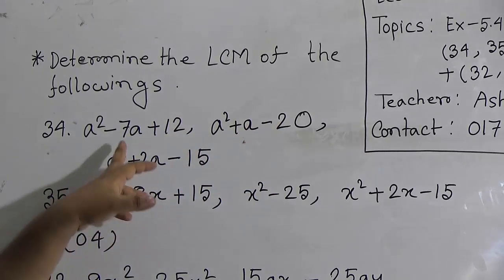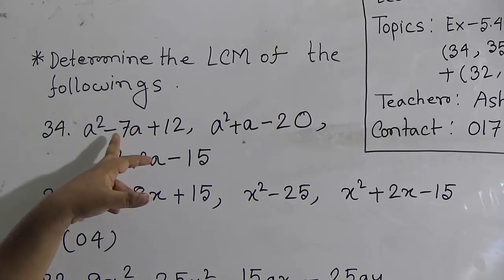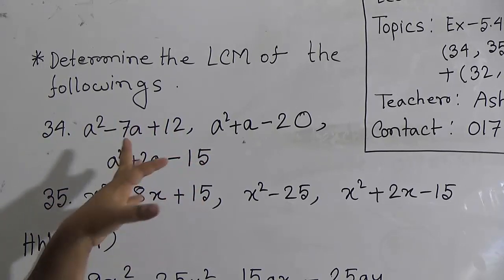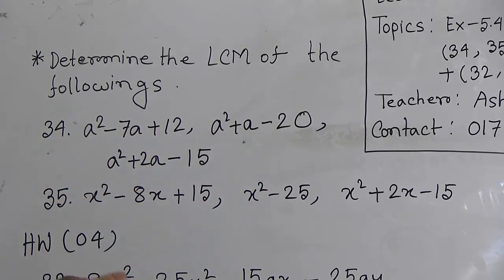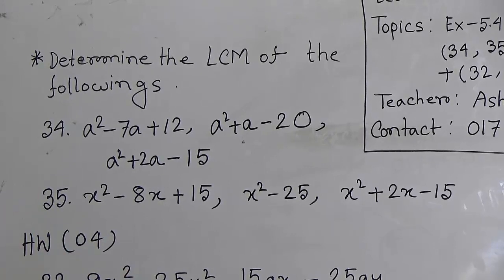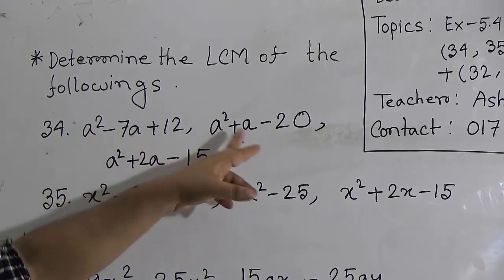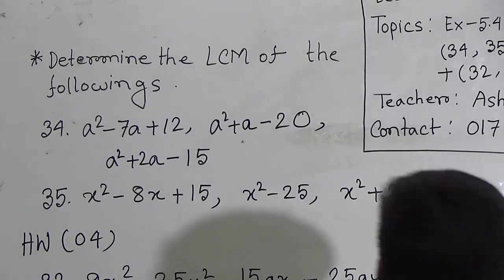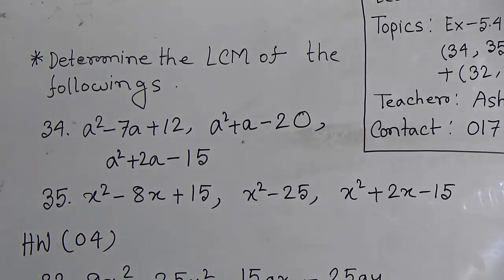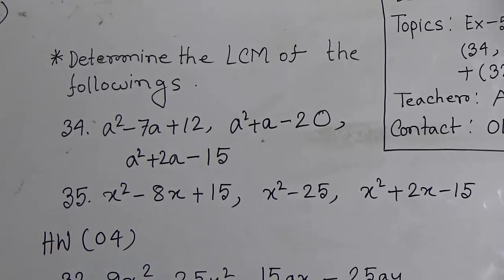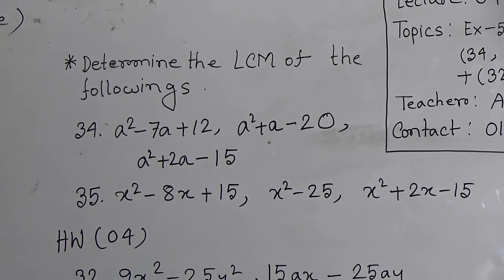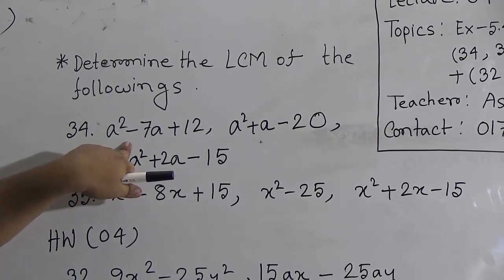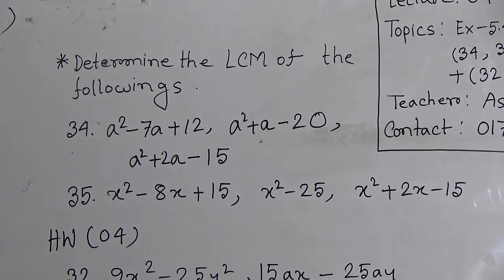I repeat, at first we resolve these expressions into factors. Then we take common and uncommon terms from these three expressions. After that we get the LCM. So let us start. Our first question is 34. In question 34, first expression is here, right?